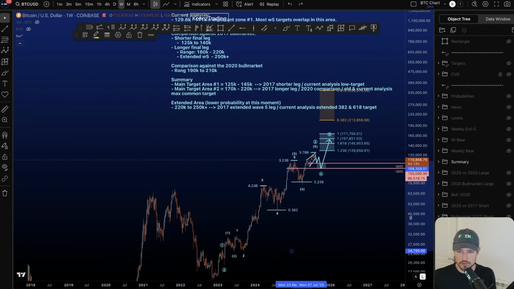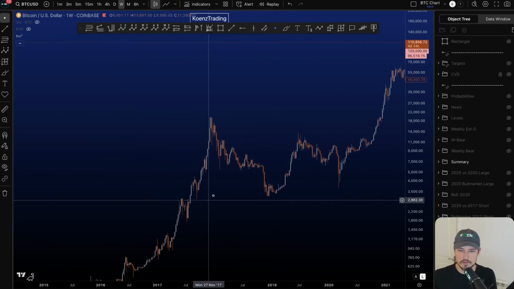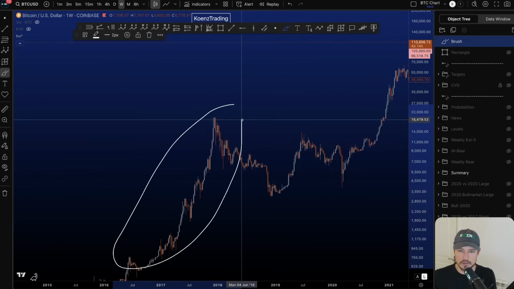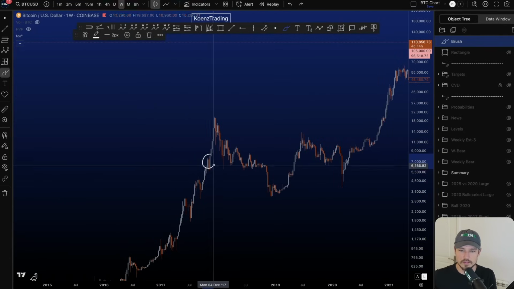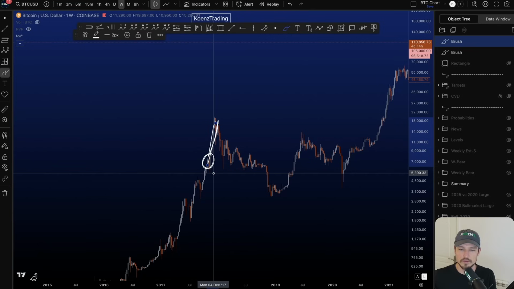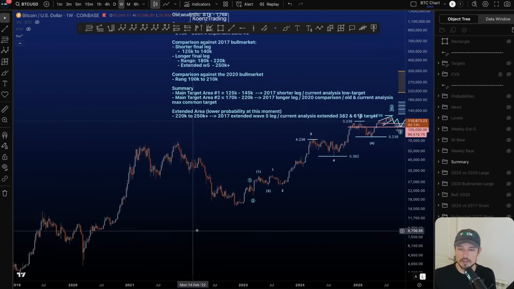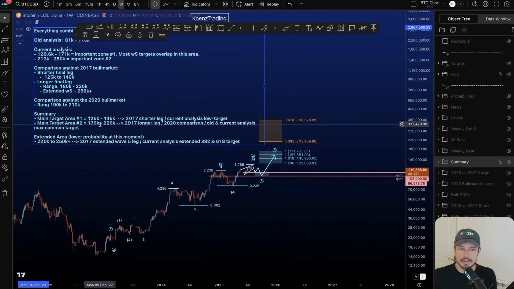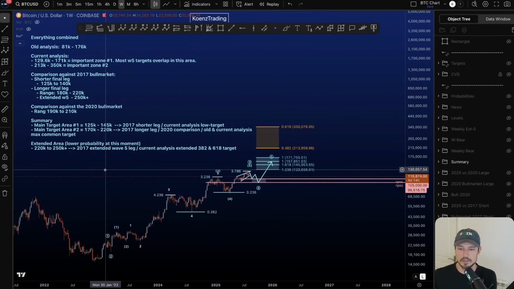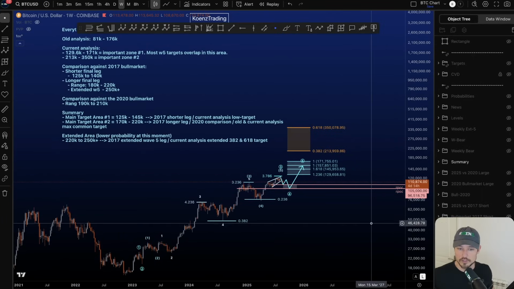if we include the preferred count of calculation of 2017, where this is your final 4 and this is your 5, as preferably at the moment we are working on the final 4, and then we get wave 5 to the upside, then the area between 125 and 145 should very much be taken into account. It's definitely an area you have to be aware of. And then we get to the second main target area.